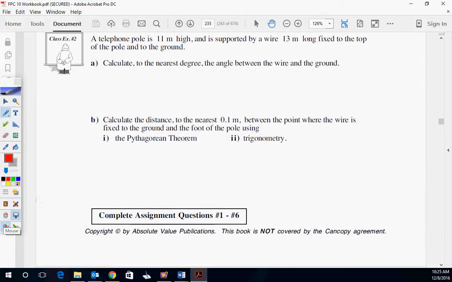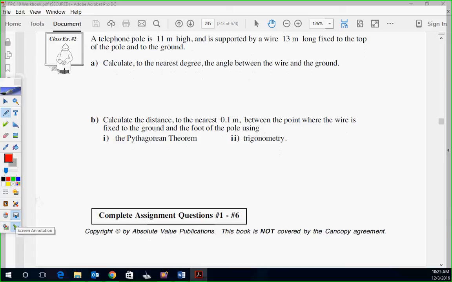All right, a telephone pole is 11 meters high and supported by a wire 13 meters long, fixed to the top of the pole to the ground. Calculate, to the nearest degree, the angle between the wire and the ground. Okay, so we have a telephone pole 11 meters high, so we'll draw that. It's 11. It is supported by a wire 13 meters long, fixed to the top of the pole. So it's attached at the top, and it goes like this. Okay, and it's just staked into the ground. And it says that's 13 meters long.